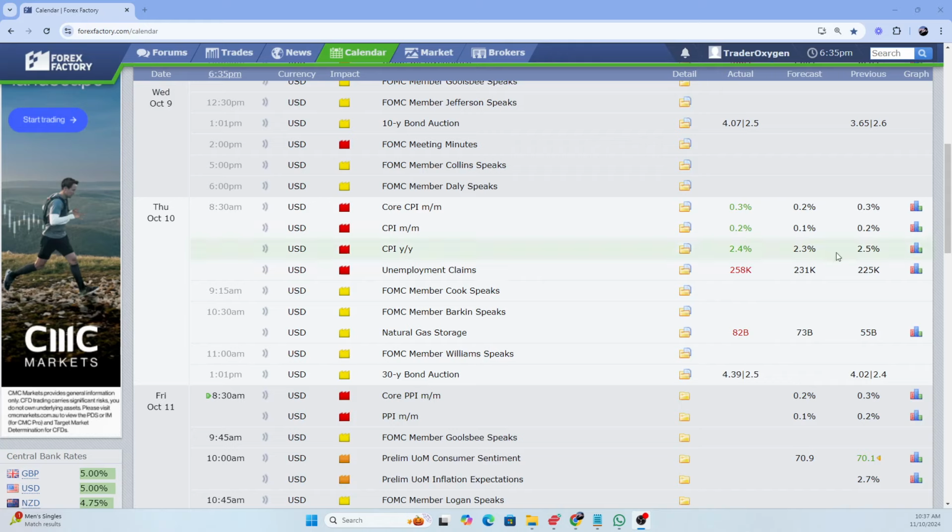Okay, so let's look at the economic calendar. So during the day at 8:30 a.m. we can see we got high impact news. So we can expect high volatility and price movement during the day, which is great for us. Okay, so let's look what's next.